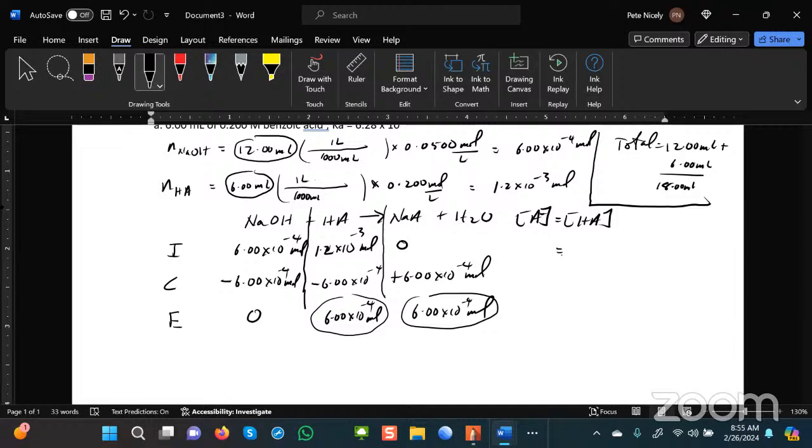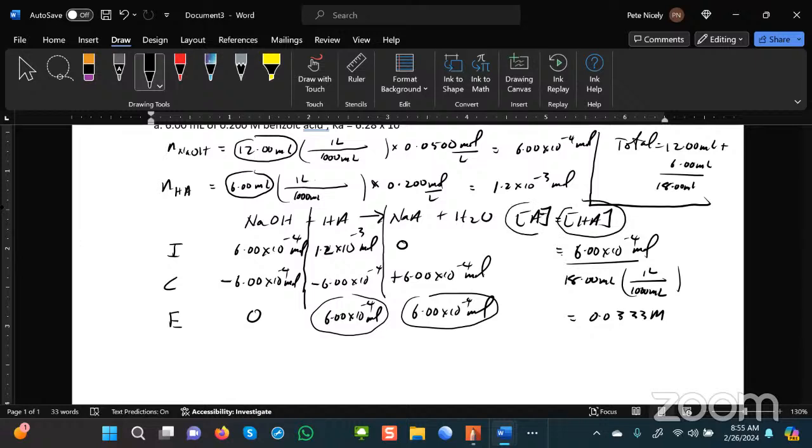The concentration of A minus is the same as the concentration of HA, which is 6.00 times 10 to the minus 4 moles divided by 18.00 mL, and then we convert that to liters, so 1 liter over 1,000 mL. Whatever that gives would be the answer. Let me do that calculation. According to my calculations, this works out to be 0.0333 M.